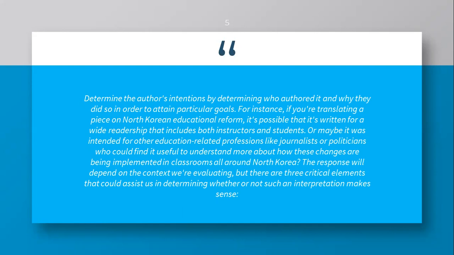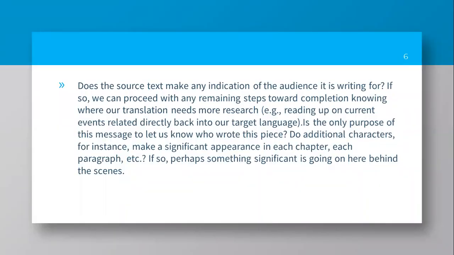The response will depend on the context we are evaluating, but there are three critical elements that could assist us in determining whether or not such an interpretation makes sense. Okay, now, does the source text make an indication of the audience it is writing for? If so, we can proceed with any remaining steps toward completion, knowing where our translation needs more research. For example, reading up on current events related directly to our target language. Do additional characters, for instance, make a significant appearance in each chapter, each paragraph, etc.? If so, perhaps something significant is going on here behind the scenes.